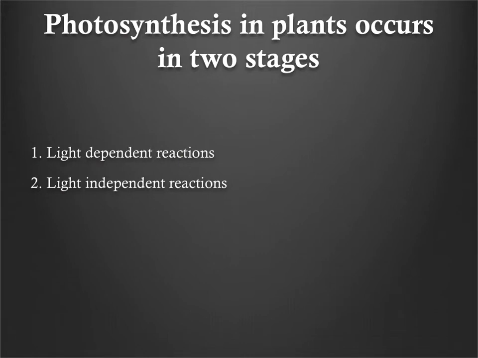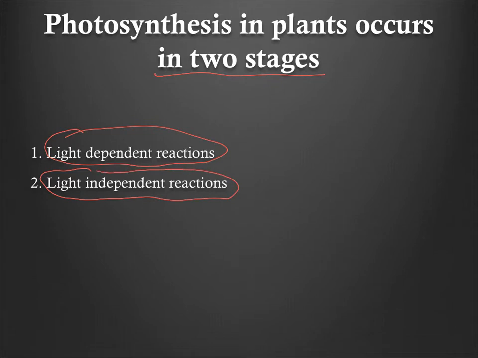So photosynthesis in plants occurs in two main stages. The light-dependent reactions. Light-dependent meaning reactions that require light in order for them to go. The light is actually providing the energy for these reactions to take place. And then the light-independent reactions, which actually use molecules formed in the light-dependent reactions to fuel or provide energy for these reactions to take place. So two stages, light-dependent reactions and light-independent reactions.